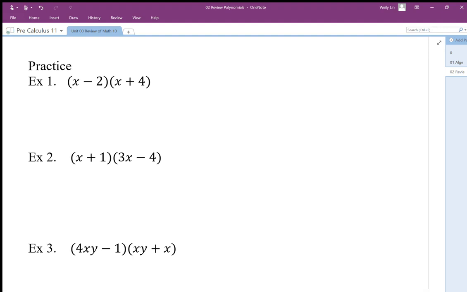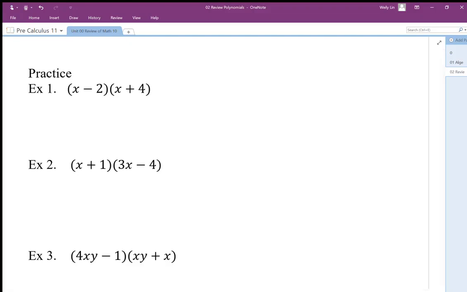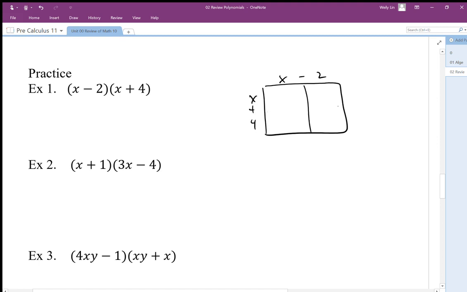So when we multiply binomials, we don't always want to be drawing out a rectangle. Although if we're ever stuck, we always go back to our rectangles. So if I have x minus 2 times x plus 4, I can say that I have x squared minus 2x plus 4x minus 8. Now, we can always go back to this when things get a little bit harder to keep track of.